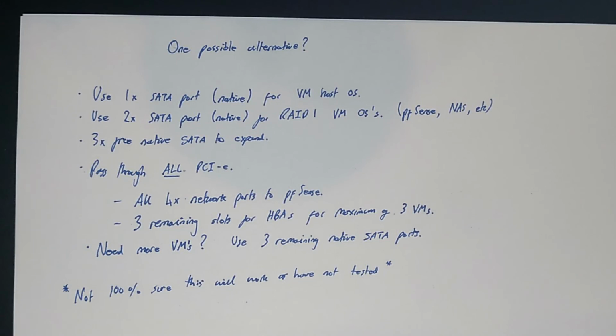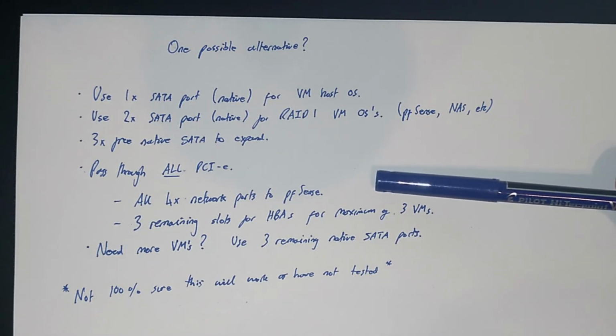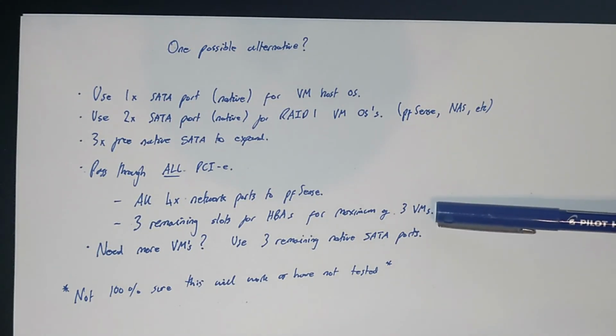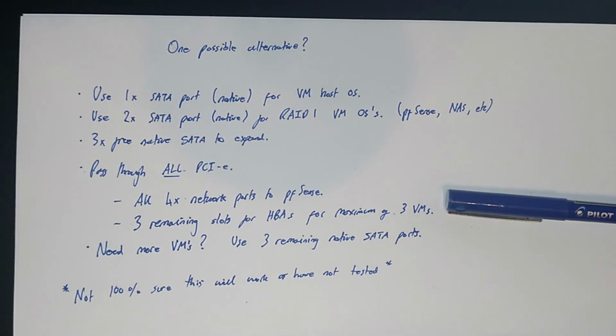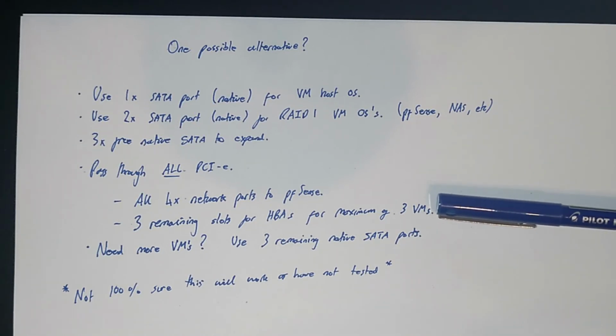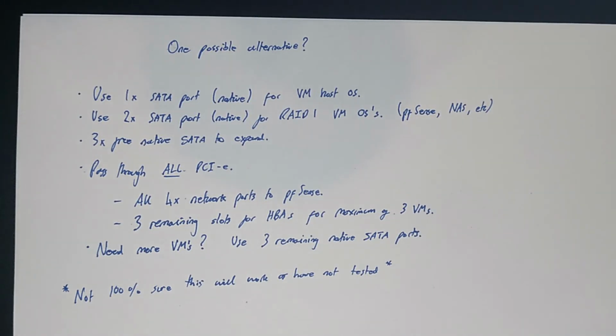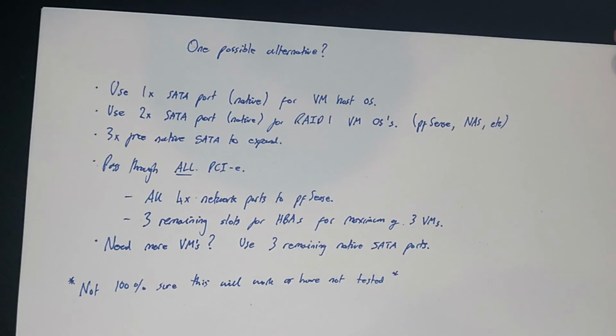Then you don't have any issues with splitting the IOMMU groups. You just pass through everything, which would mean all 4 ports on a network card to the pfSense system, and the 3 remaining slots could be used for HBAs, which would mean you could have a maximum of 3 different independent VMs which used disks that were connected to those HBAs. If you need more VMs, then your storage has to be on those disks connected natively via the SATA ports, and that's the only way that you can configure this, at least as far as I'm aware.